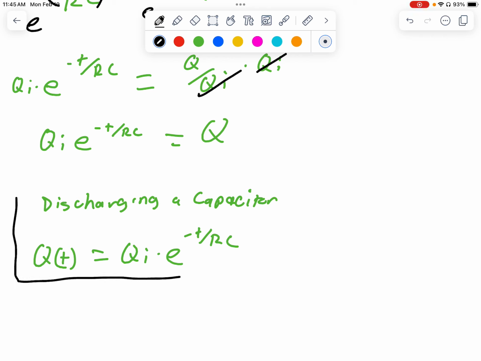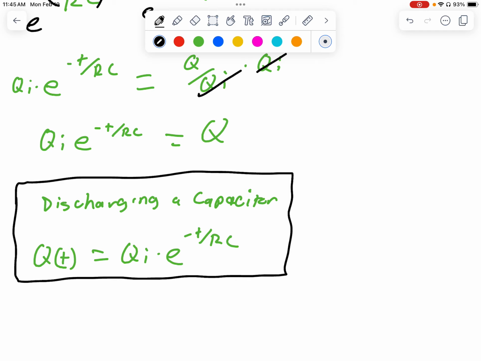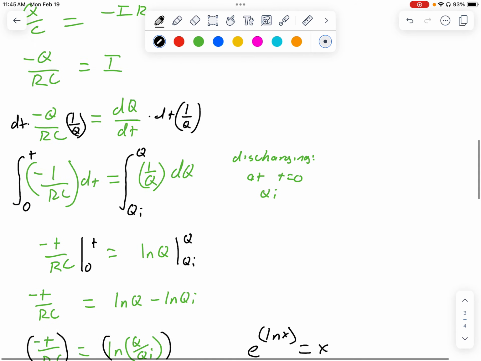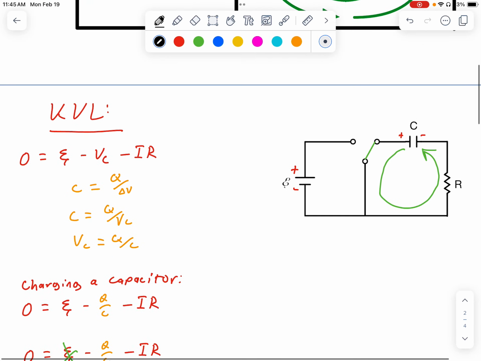All right. Pretty neat. All right. Now, what about the charging part? See, so let's back up here a little bit because we want to have a complete description of both charging and discharging. So if I go way back up to this.